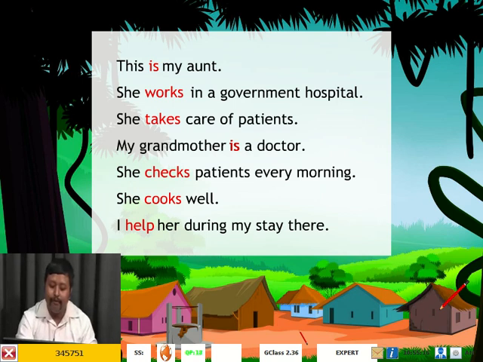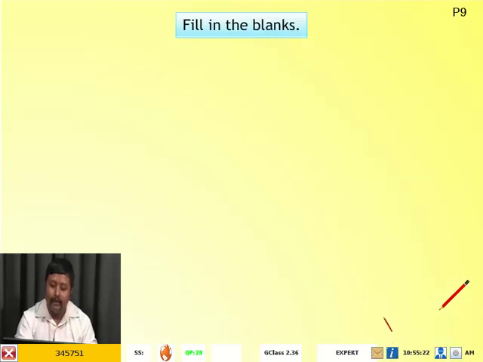Now moving ahead, there are a few fill in the blanks questions. We use present tense for daily routine things, and if the subject is third person singular, we add s after the verb. We'll have to follow those things while answering these questions.